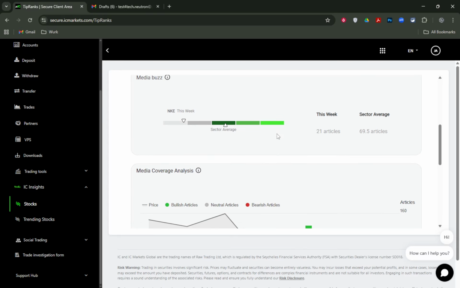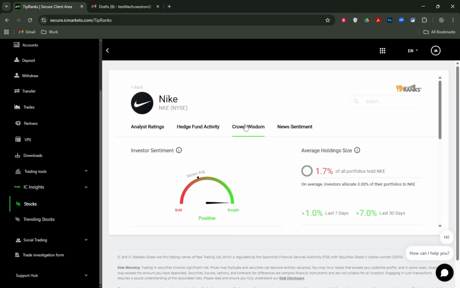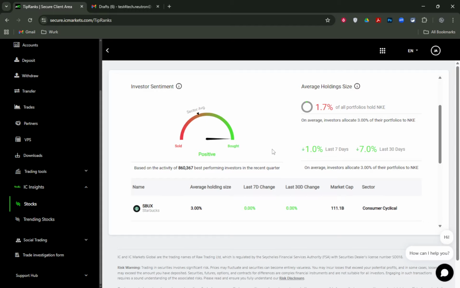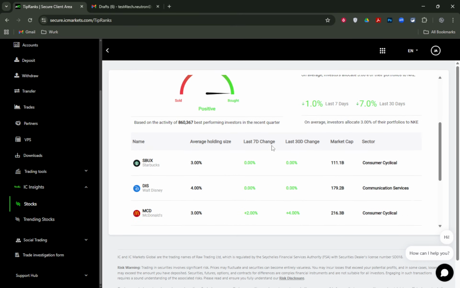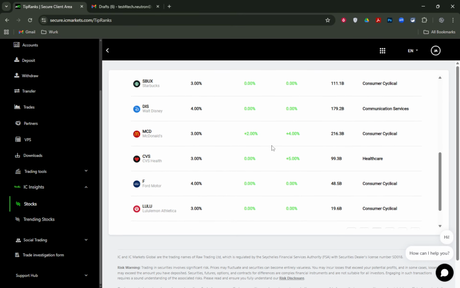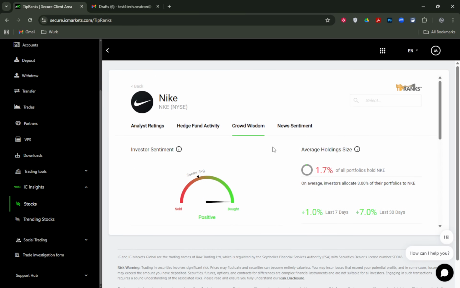Then check crowd wisdom, which reflects what other traders in the community are signaling through social media, trading activity, and sentiment. A bullish crowd can indicate hype and momentum, while a bearish crowd often means fear or caution. Be careful here. Crowds can be wrong, especially in highly hyped markets. So use this as context, not a standalone trigger.